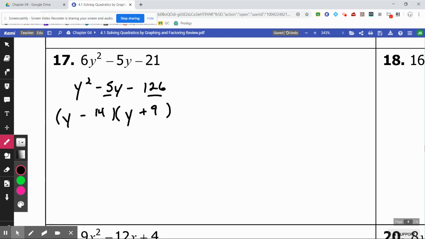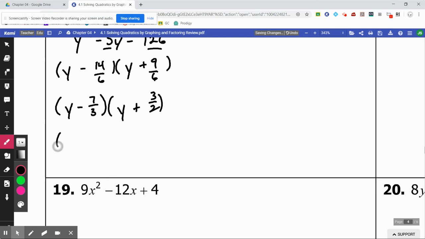We slipped the 6, so now let's divide by it. 14 divided by 6 is not possible, so reduce it. Let's divide top and bottom by 2. That'll be 7 and a 3. Divide top and bottom over here by a 3. That'll give you a 3 and a 2. We now slide the numbers on bottom back up front. That'll be a 3y minus 7 and a 2y plus 3.